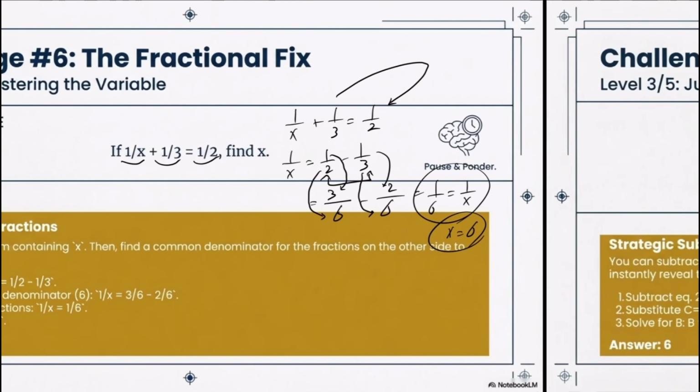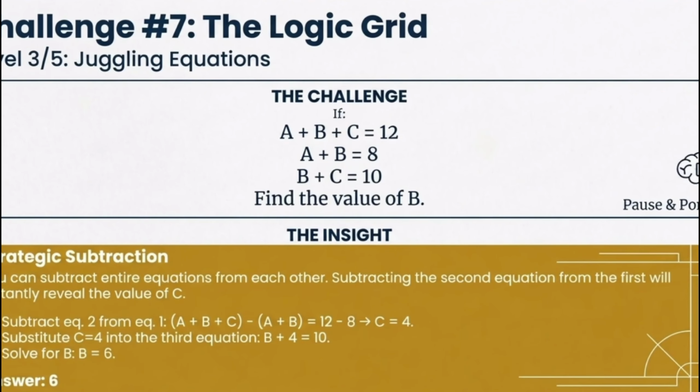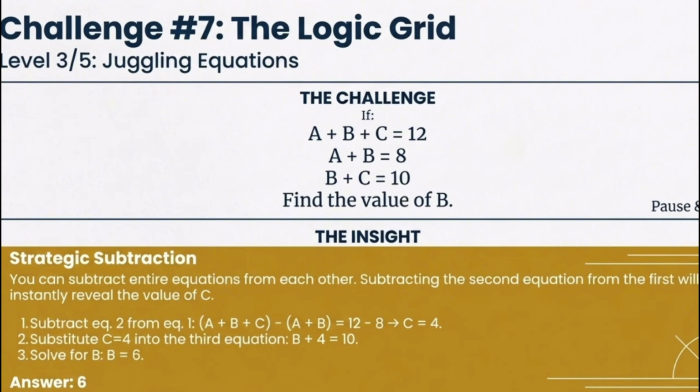As simple as that. Then I do have another challenge. Again, it's just like the 3 unknowns, 3 equations. As you can see over here, a plus b plus c equals 12. Then I do have a plus b equals 8 and b plus c equals 10.